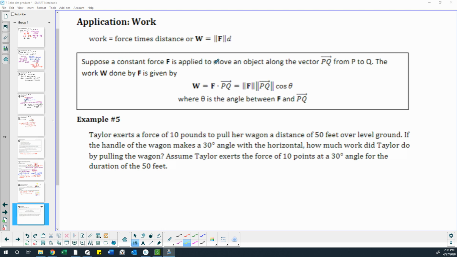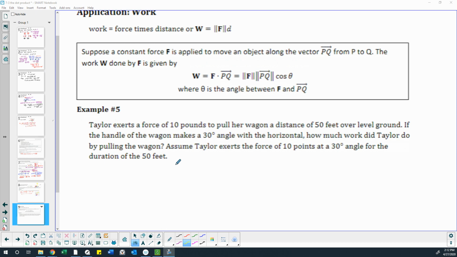So suppose a constant force is applied to move an object along a vector PQ from P to Q. The work done by vector F is given by the formula magnitude F times the magnitude of vector PQ times the cosine of theta. So this part of the formula is giving us the distance, just the distance instead of the magnitude and direction of PQ. It's just giving us the magnitude of PQ.